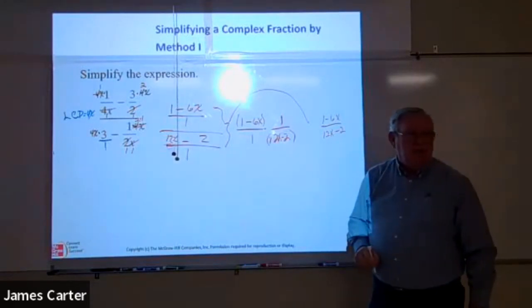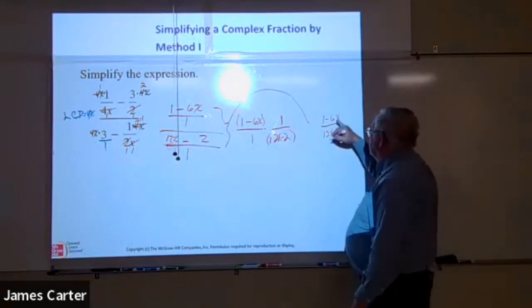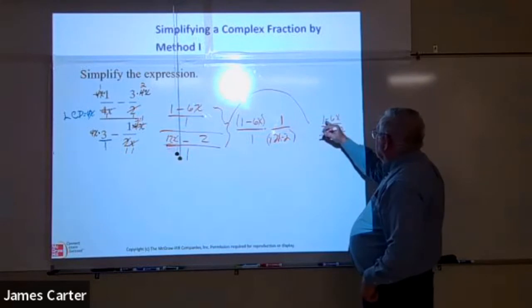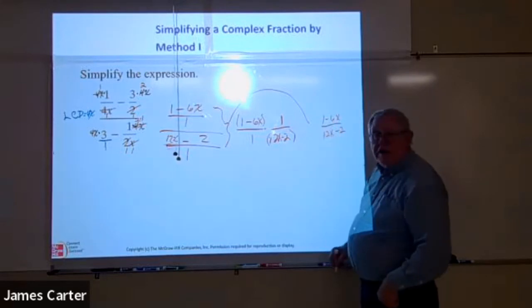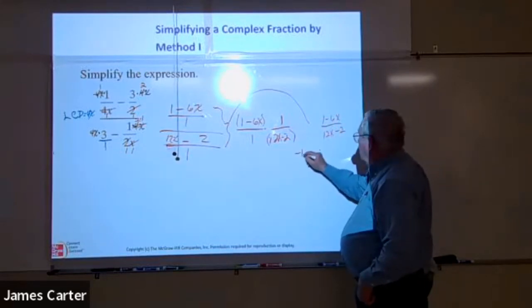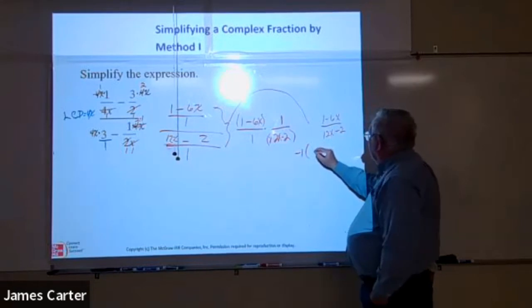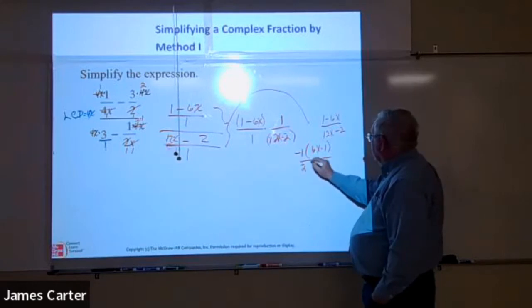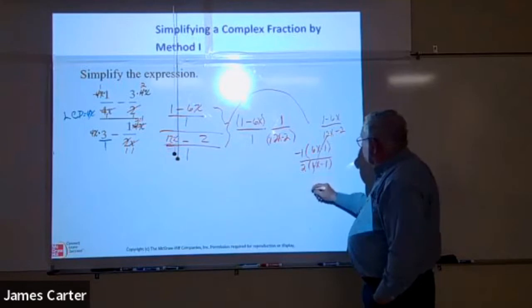Okay. Now, this thing can be reduced. Let's factor a -1 out of this, which gives me 6x minus 1 there over 2 times 6x minus 1. Those cancel and I get -1/2.